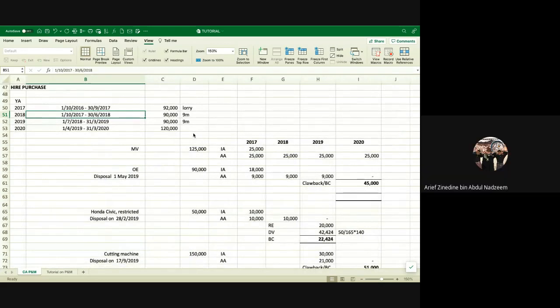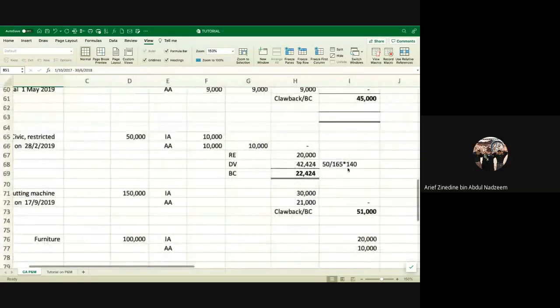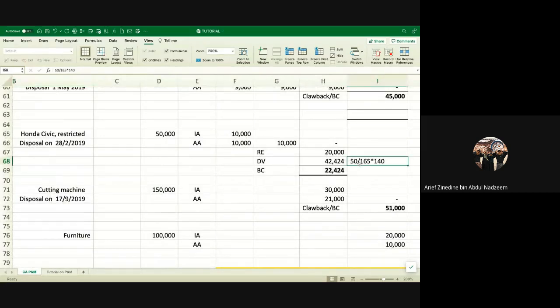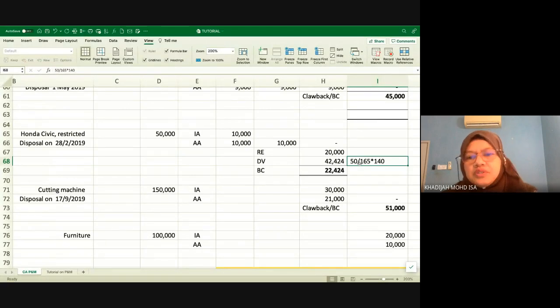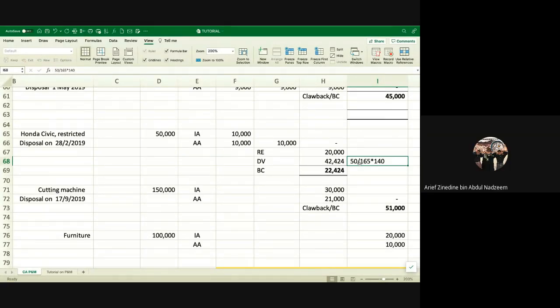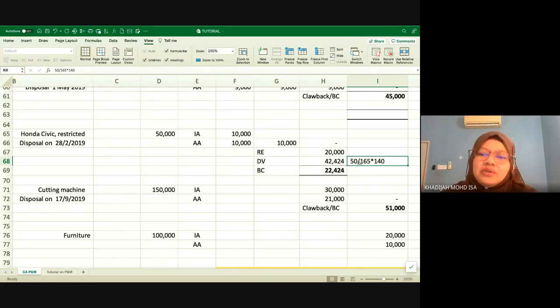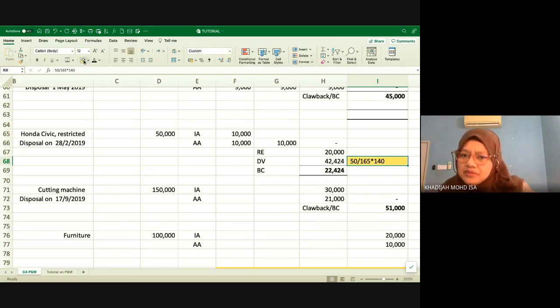Madam, for the Honda Civic where you do the portion for the disposal value, it's only applicable if there's a restriction, right? Yes, only if you restrict the QE, then you restrict the disposal value. How you restrict depends on it: if you restrict the QE to 50, then look at the actual cost, because you want to apportion. The logic is that you apportion the disposal value based on the qualifying expenditure. Even though the actual disposal value is 140,000, based on the restriction of your QE, the disposal value is computed as 42,424. That's how you do the computation on the restriction of your disposal value.